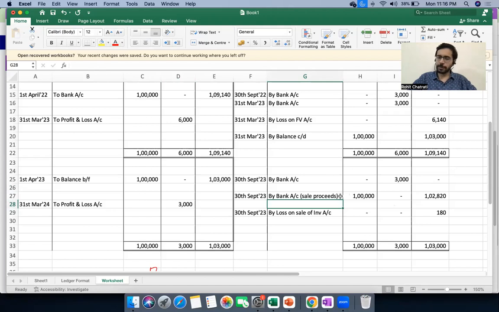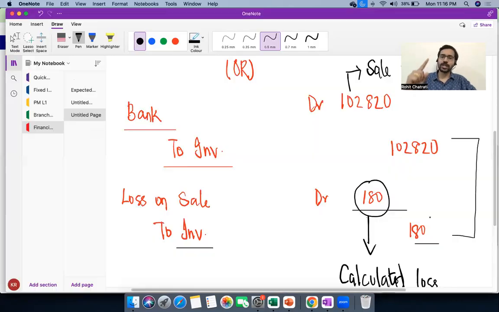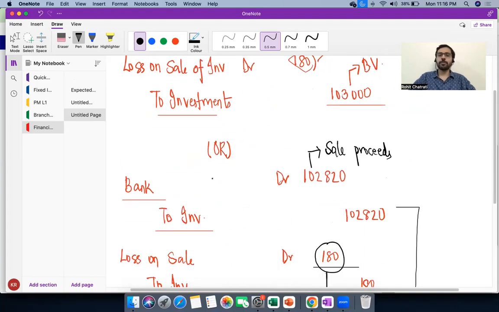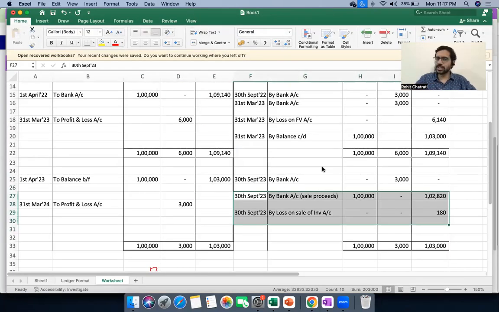All right, so I'm just repeating myself. The only change that we did was over here: I am not recognizing one journal entry like how we learned in the previous session. I am breaking it down into two. I'm writing bank account debit to investment to the tune of sale proceeds. Then I'm going to do a calculation outside the ledger.